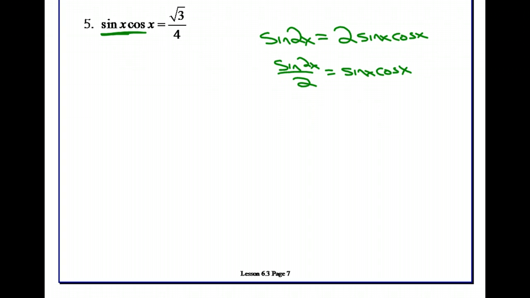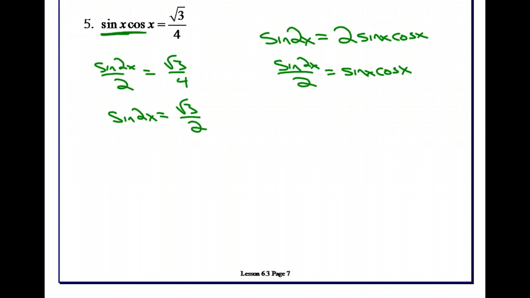Let's just use a substitution. I've got the sine of 2x all over 2 equals square root of 3 over 4. What will I do now? Well, let's get sine of 2x alone. I'll multiply by 2. So sine of 2x, when I multiply by 2, it cancels with the 4. And I get the square root of 3 over 2. All right, how do I solve that?